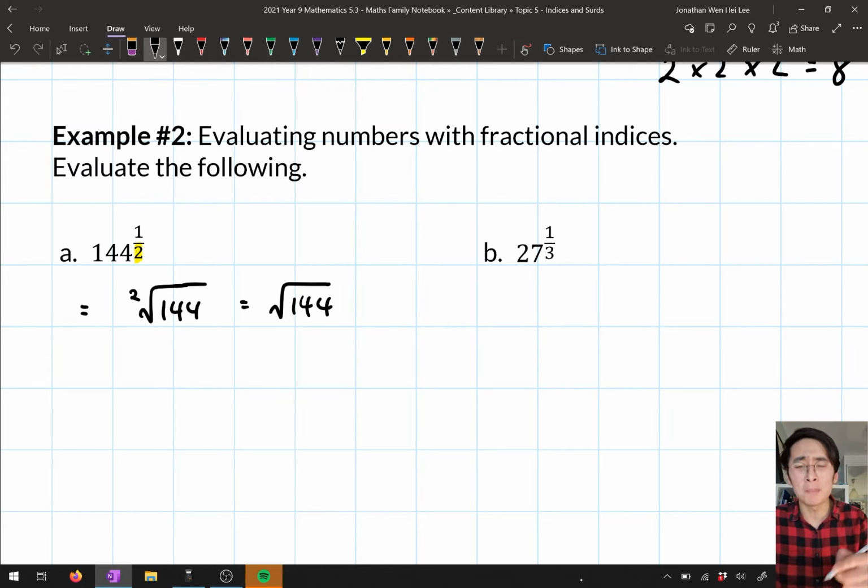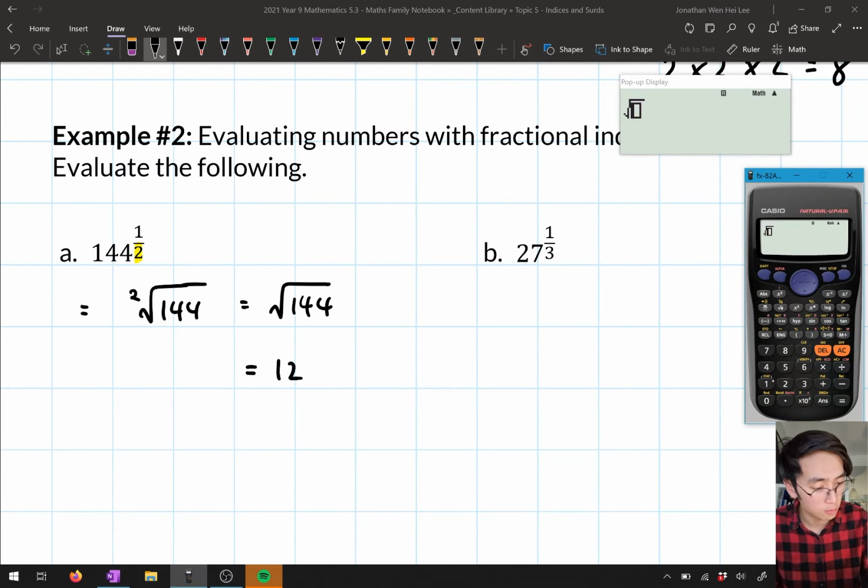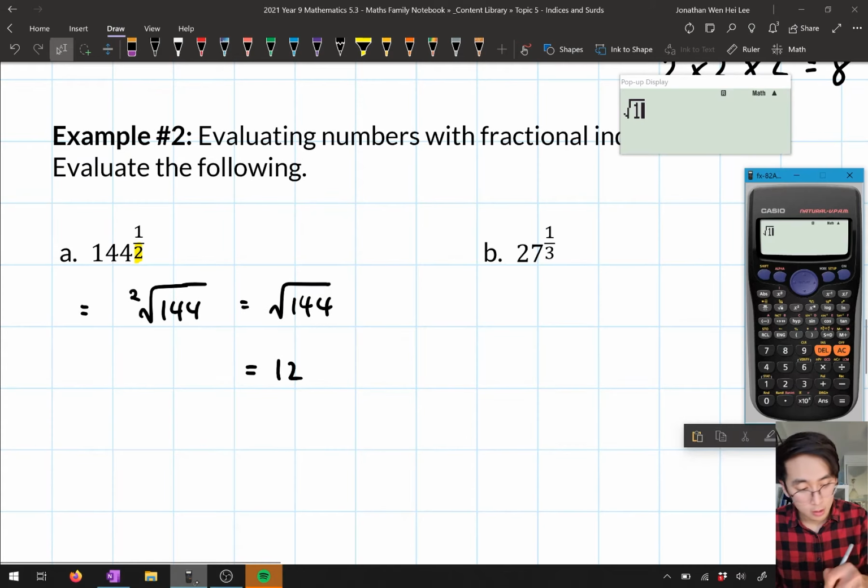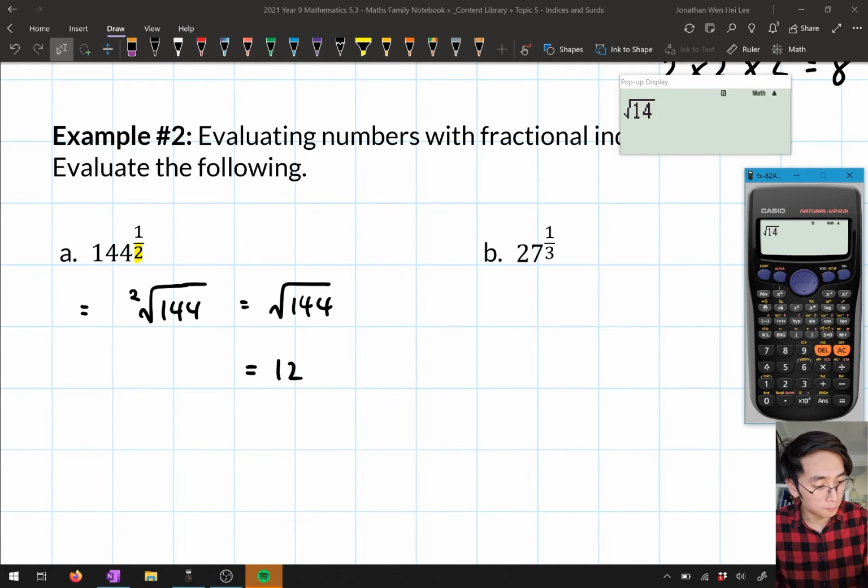Now, is there any number where if I multiply it by itself, so 2 lots of them, it'd give me 144? Well, if you think of your times tables, 144 is actually just 12 times 12. There's 2 lots of 12 there. And so here, this just becomes 12. And we can check this with our calculator. Square root 144 actually gives me 12. And so this is another case where it doesn't end up in a surd. Let's have a look at the next example.